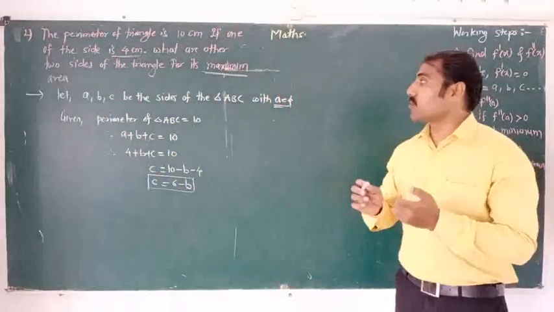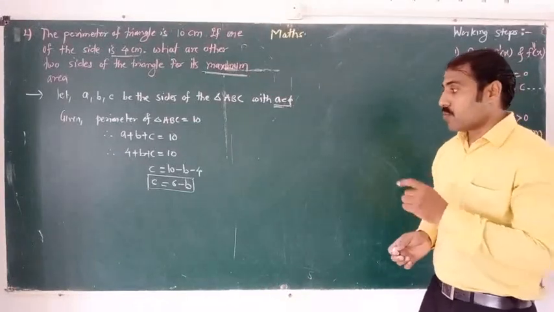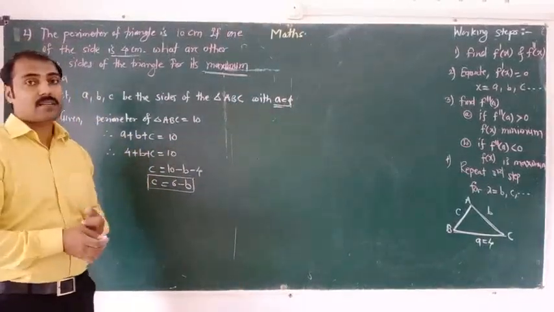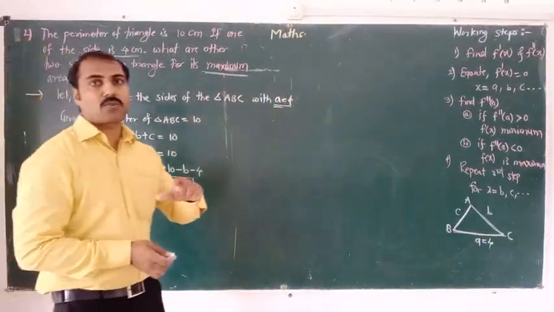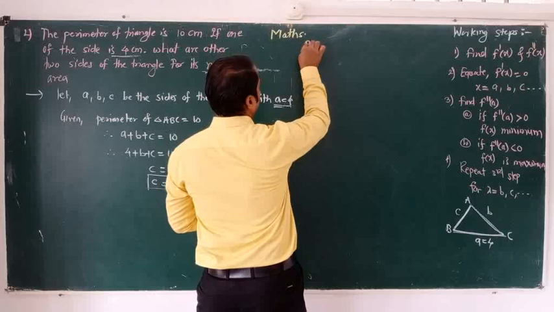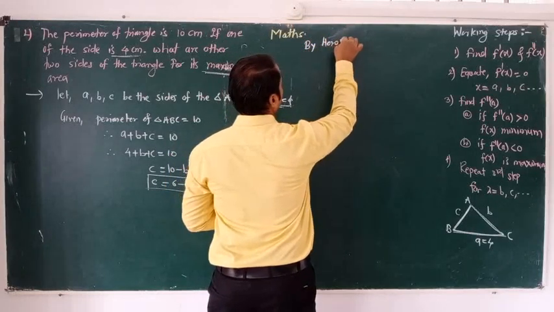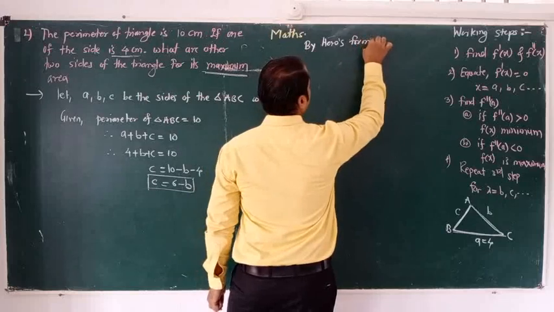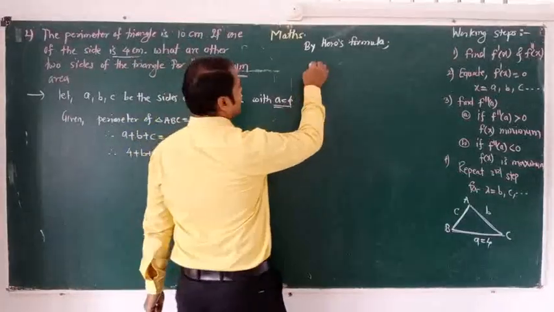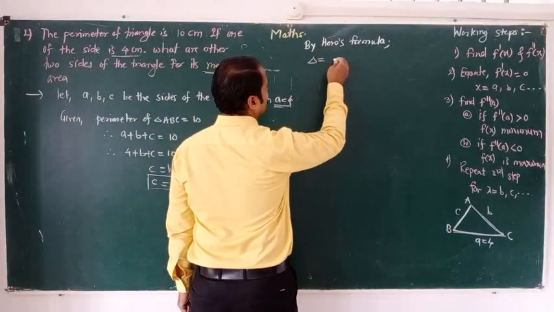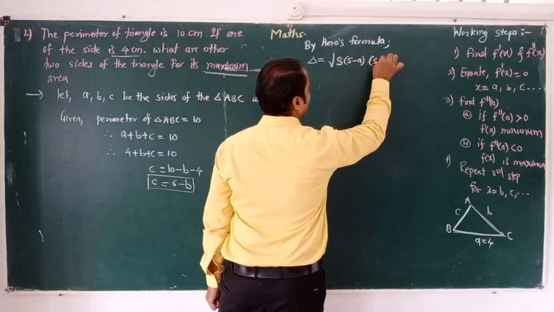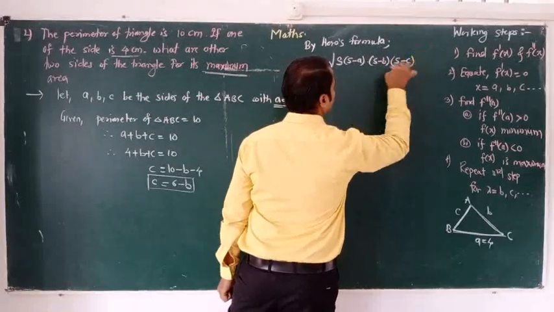What are the sides when the area is maximum? For that, I want to know the formula for the area of a triangle. Area of a triangle is 1 upon 2 into base into height, and the other is Hero's formula. Since the sides are given, I use Hero's formula here. Hero's formula says that the area of a triangle is equal to the square root of s into s minus a into s minus b into s minus c.